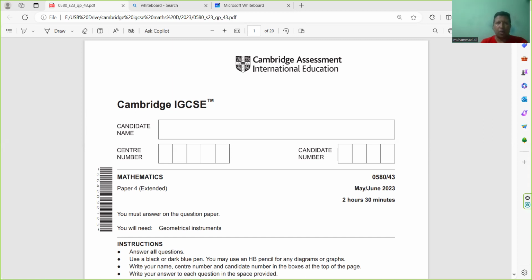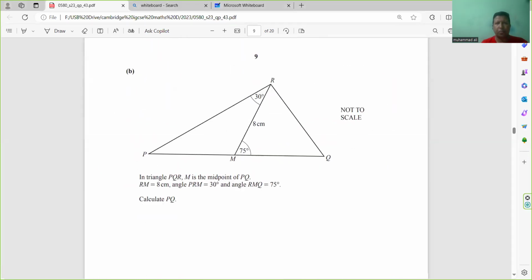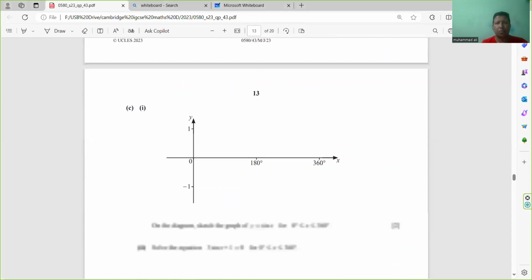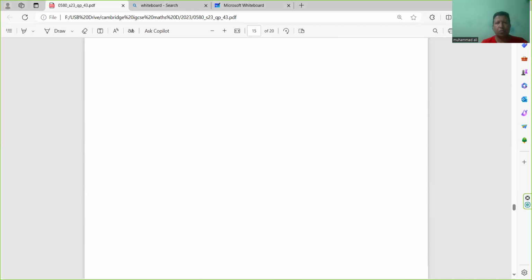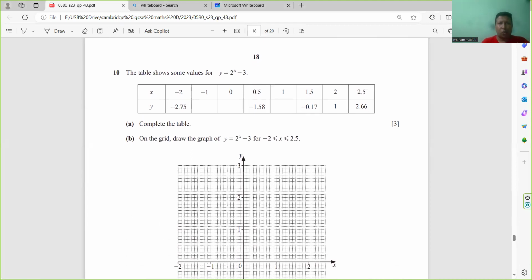Today we try to solve some questions from Cambridge IGCSE Mathematics Paper 4 Extended 0580 Variant 43, May-June 2023, question number 10. The table shows some values for y equals 2 to the power x minus 3.